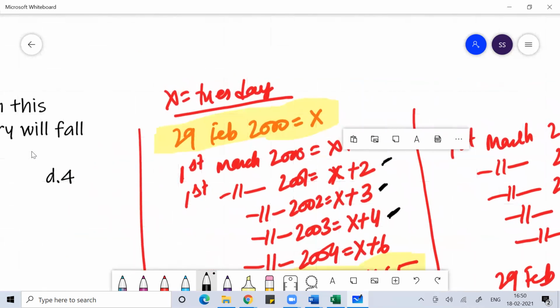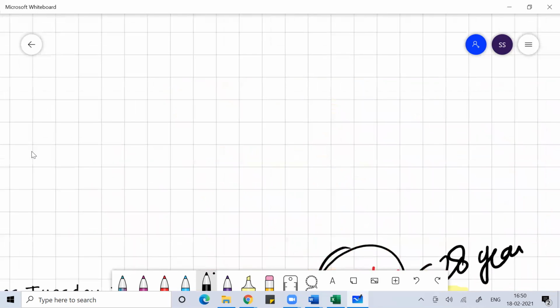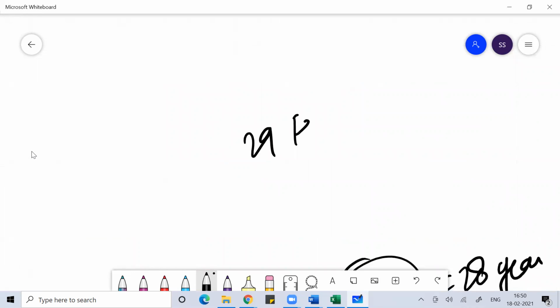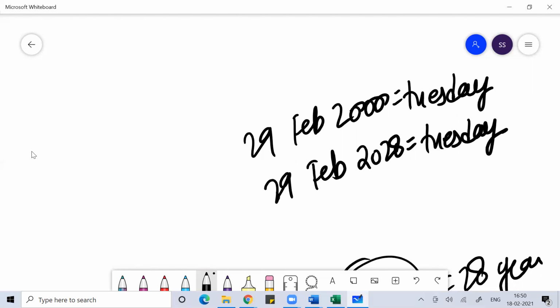You can see this was Tuesday, again Tuesday will come. So it will happen after 28 years. 29 February 2000 was Tuesday. You can check 29 February 2028. This will be Tuesday. After every 28 years, you'll get Tuesday.